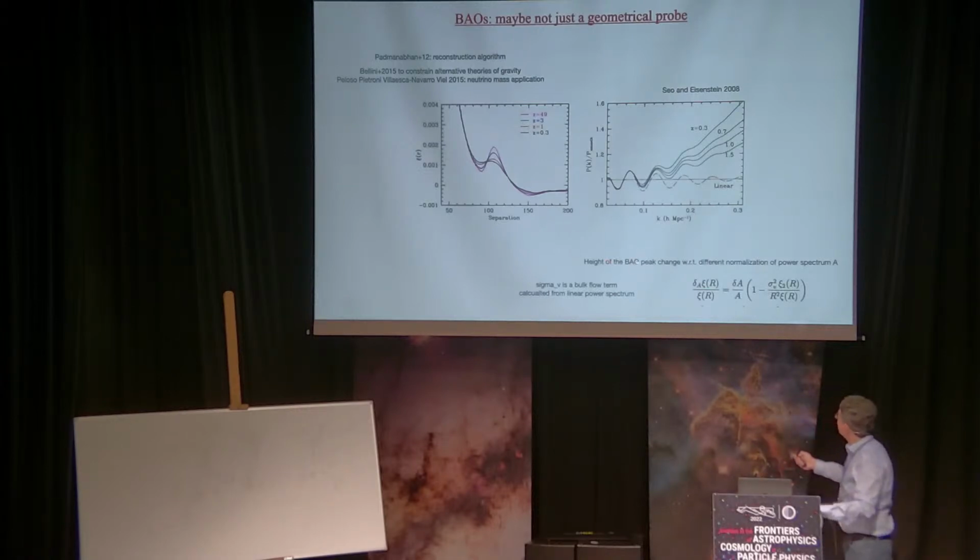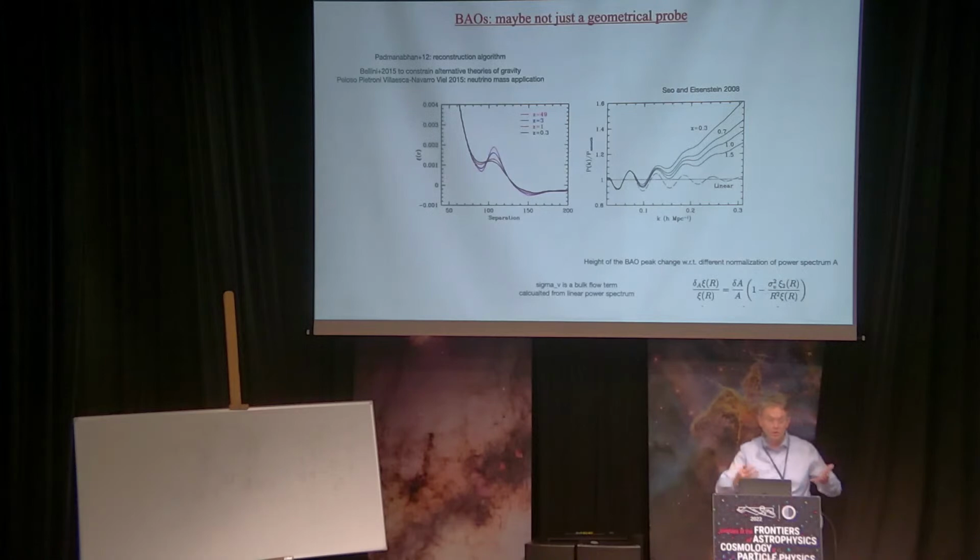So the height of the peak changed with respect to the different normalization of the power spectrum. And this is what happened to the position of the peak, in terms of error, when you change the power spectrum amplitude. So in principle, it's a case like this, but there is a second order effect, which is this one here, which depends on the quadrupole of the correlation function, so an integral of the power spectra. And it depends also on sigma squared V, which is a term describing the bulk velocities of these galaxies.